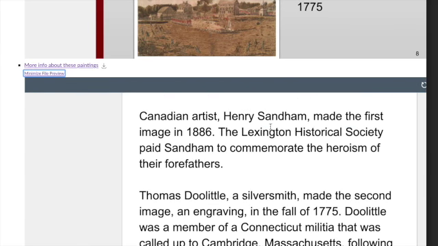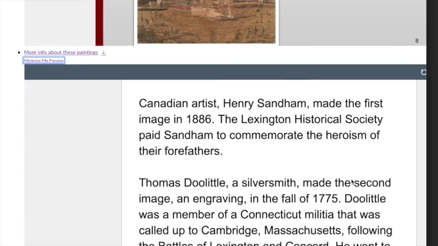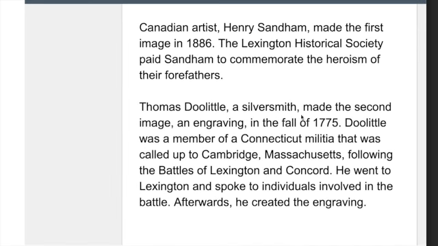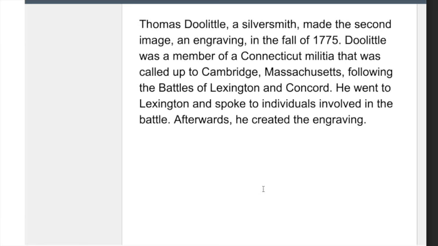So our Canadian artist Henry Sandum made the first image in 1886. The Lexington Historical Society paid him to commemorate the heroism of their forefathers, while Thomas Doolittle, a silversmith, made the second image engraving in fall of 1775. It tells us that he was a member of the Connecticut militia that was called to Cambridge, Massachusetts following this battle. He talked to the people at the battle. Afterwards, he created the engravings.